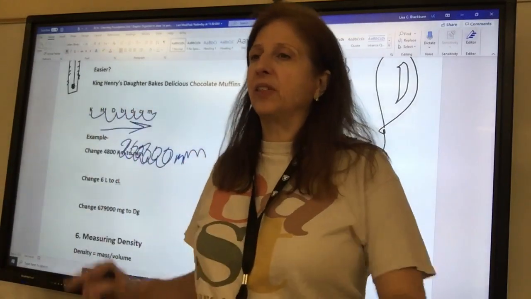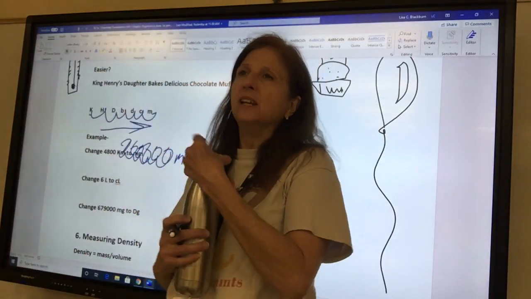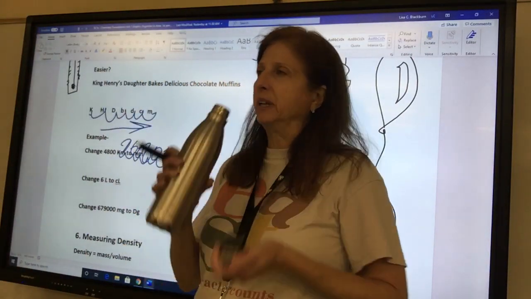Sometimes that's one of the things you'll see wrong. People will put a big D when they mean deci, and it's wrong. It's supposed to be little d.